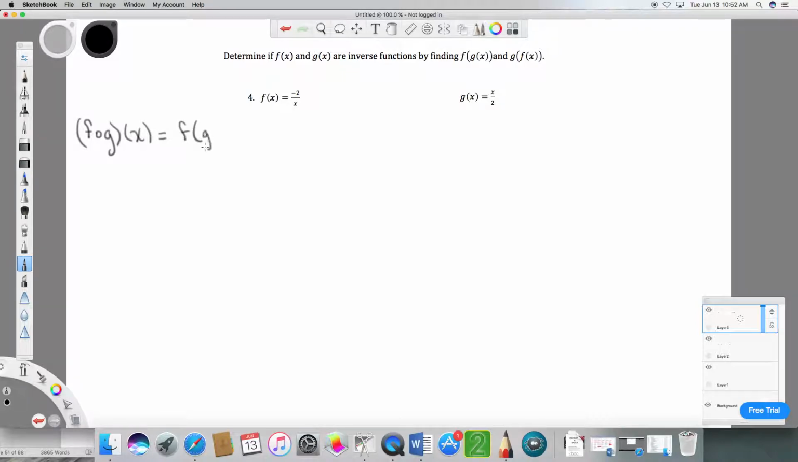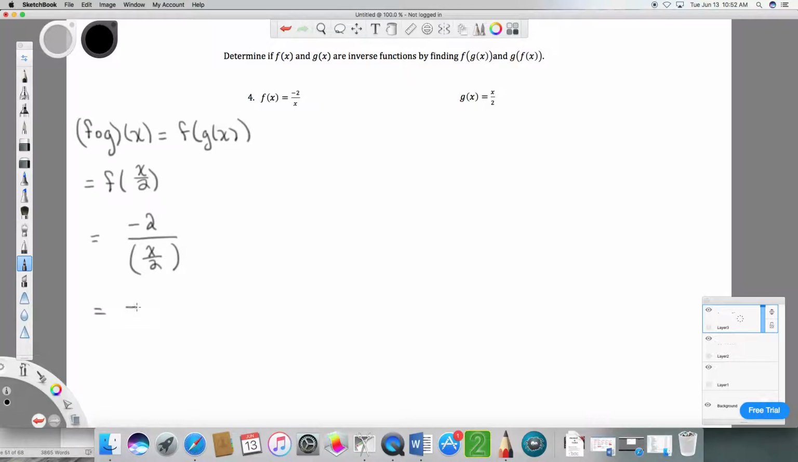So we're taking the function g as the input for f. And g is the function x divided by 2. Well, what does the function f always do to the input? It always creates a fraction. Negative 2 is always in the numerator, and the denominator is always the input. This denominator is x divided by 2.